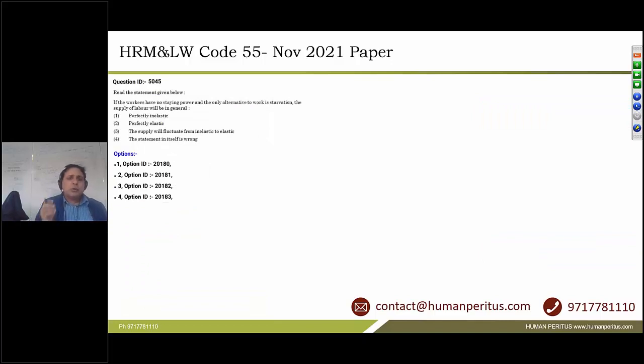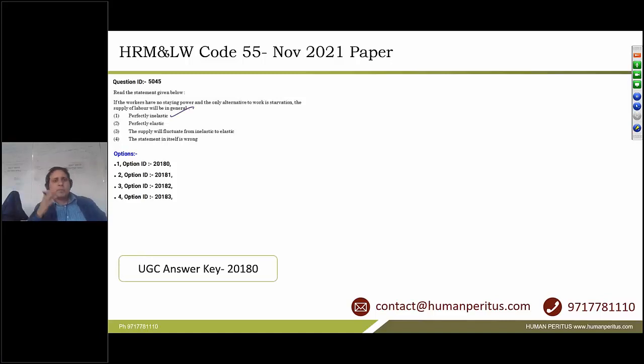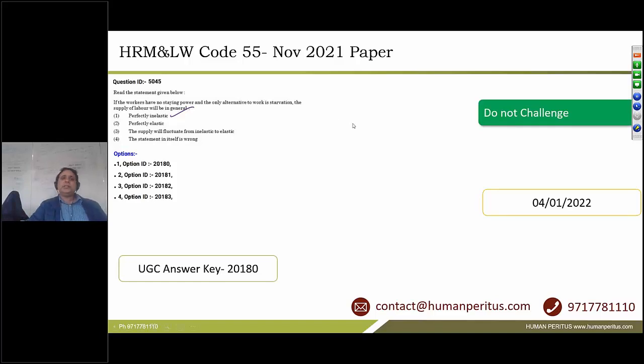Next one, if workers have no staying power and the only alternative to work is starvation, the supply of labor will be. NTA has given the answer key that perfectly inelastic, which is option A, which is absolutely okay. There is no problem. What does this mean? This means that you don't have any other alternatives. If you do not work, you will die of hunger, and so the employer will always have that power that he can even make you work at reduced pay or reduced money. So the supply of labor will not change even if you pay lower salaries. That is why it is perfectly inelastic, and this answer is correct. Therefore, do not challenge it.